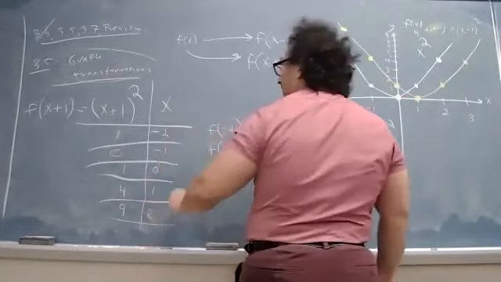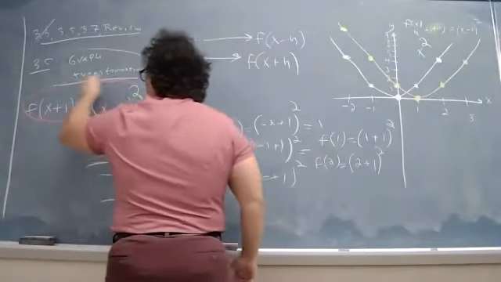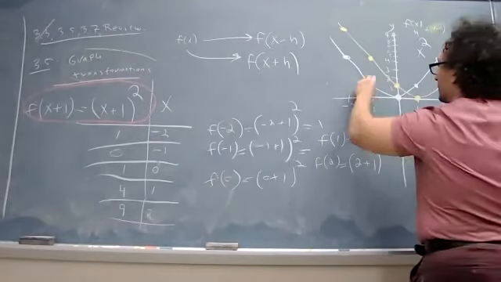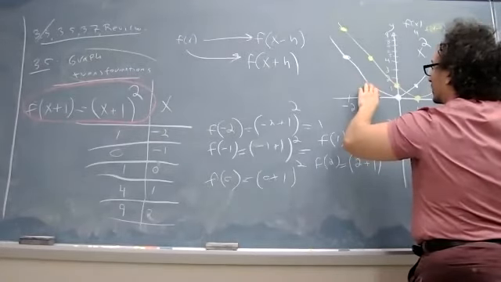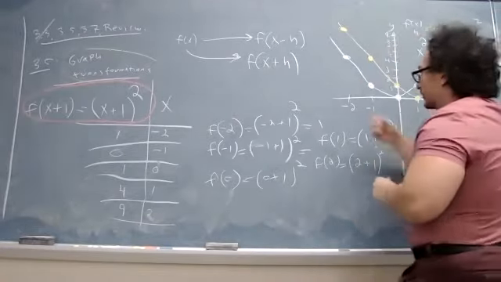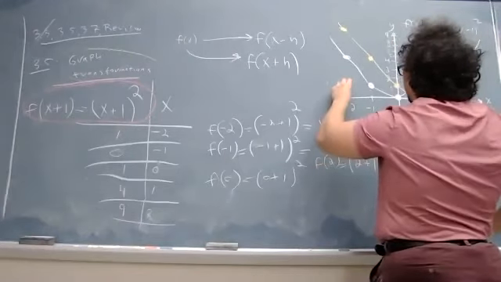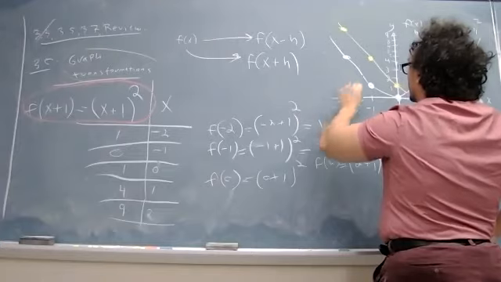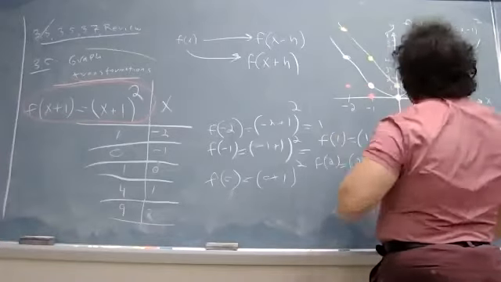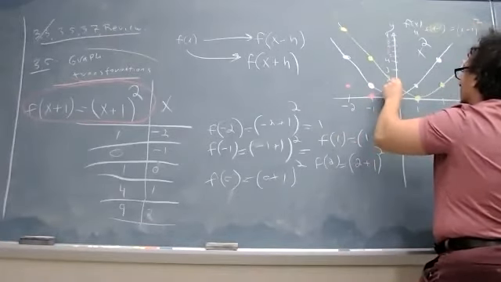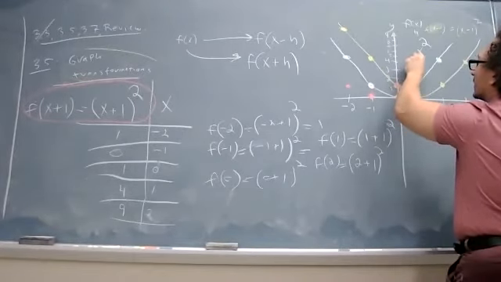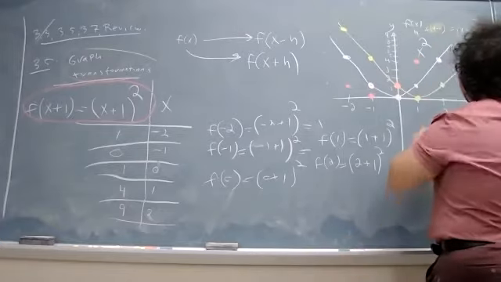So I'll do this one in red. I'll go to -2. I'll find a 1. I'll put a dot. Oh, whoops, wrong spot. I go to -2, not -1, -2, 1, I put a dot. I go to -1, I find a 0, I put a dot. I go to 0, I find a 1, I put a dot. I go to 1, I find a 4, I put a dot. I go to 2, I find a 9, and I put a dot.